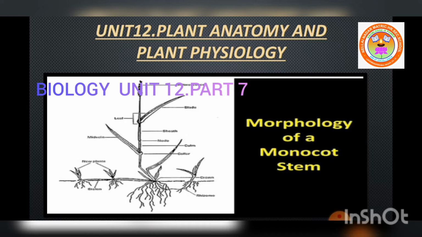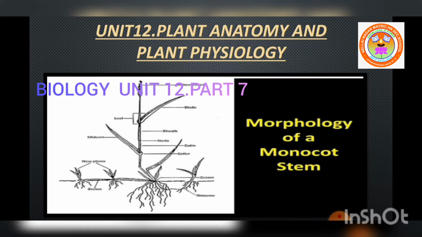Today we are going to discuss the primary structure of monocot stem, for example, maize stem. So just see the picture. This is the morphology of a monocot stem. So we can see the sheath, node, leaf, inflorescence, internodes on the stem. So this is the external feature.